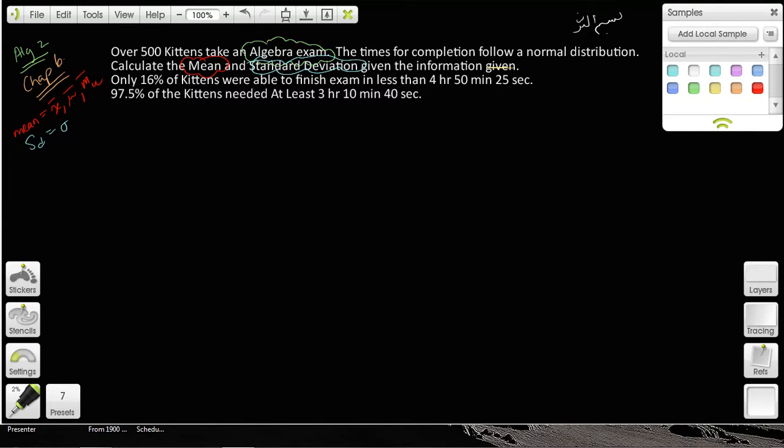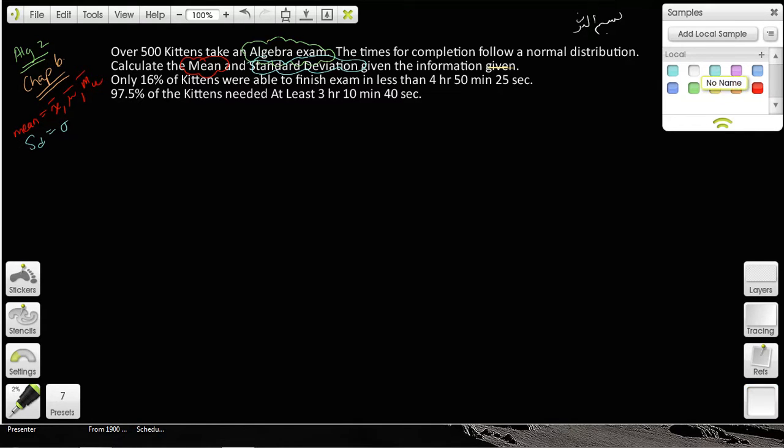Now we're told the following information. We're only given two pieces of information. Only 16% of kittens were able to finish the exam in less than 4 hours, 15 minutes, and 30 seconds. And 97.5% of kittens needed at least 3 hours, 10 minutes, and 40 seconds. Now, how are we going to put it all together?